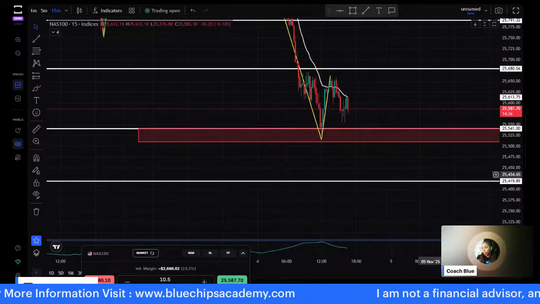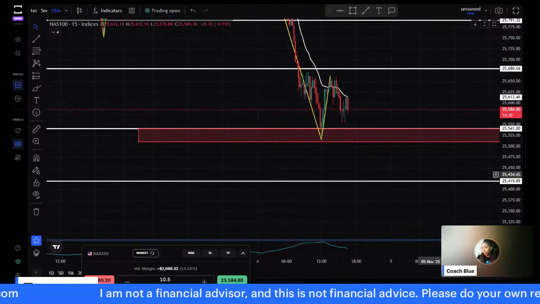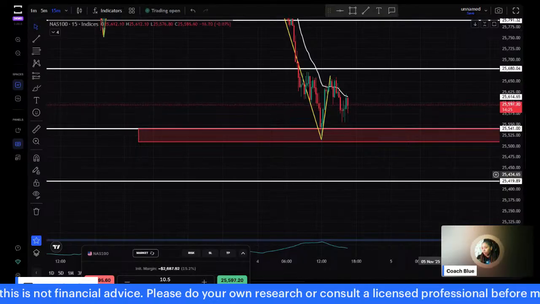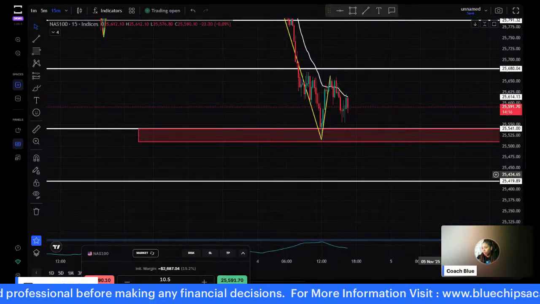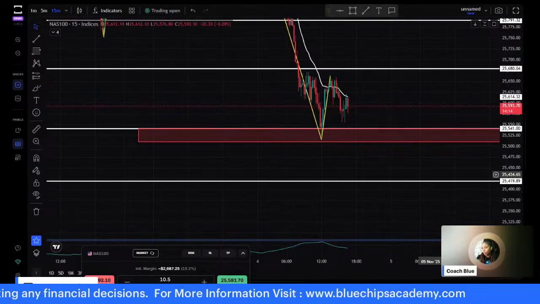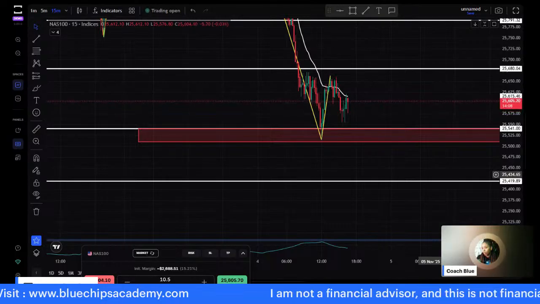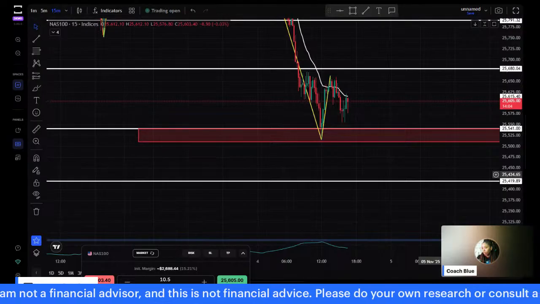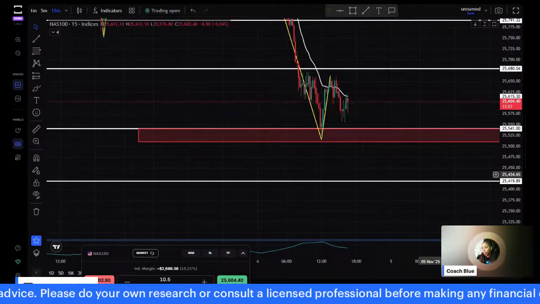And if it breaks through our sell zone, then we are good to go. All right, here we go. Let's see if the bears can make a statement and push us down. Give us an opportunity to enter a trade this session. That would be fantastic.